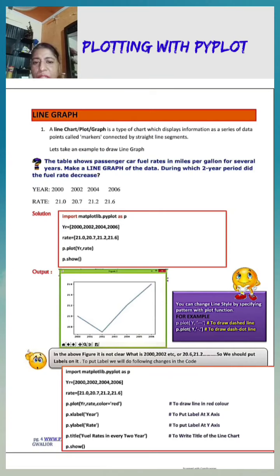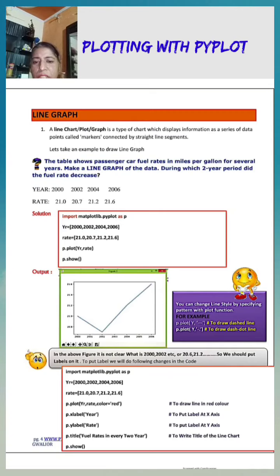YR we have created as a list, rate I have created as a list. Here instead of list I can use an array or series also. It depends on us in which data structure we place our data values. Then I have used the function p.plot(YR, rate). I am passing here two parameters. First is year and second is rate.